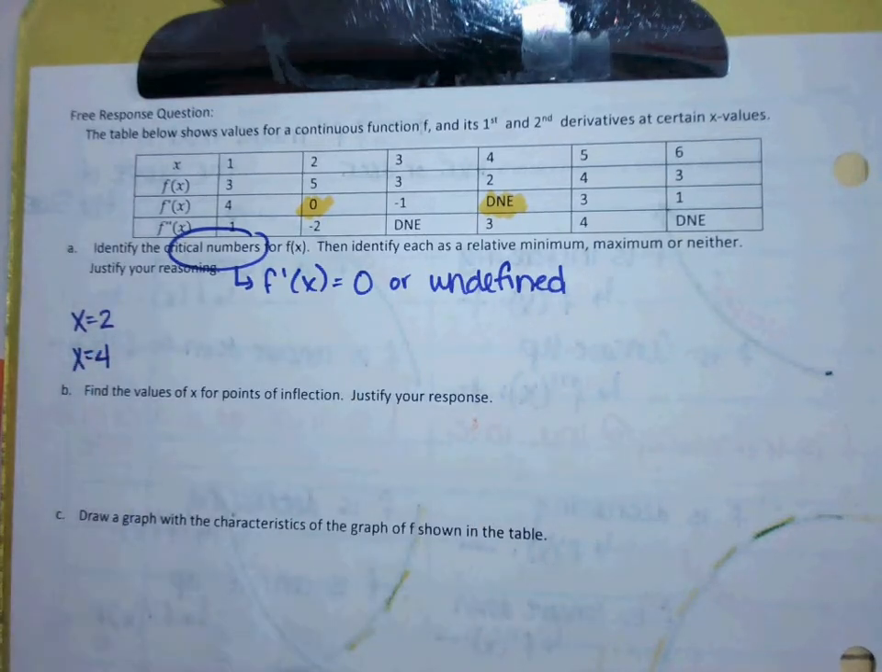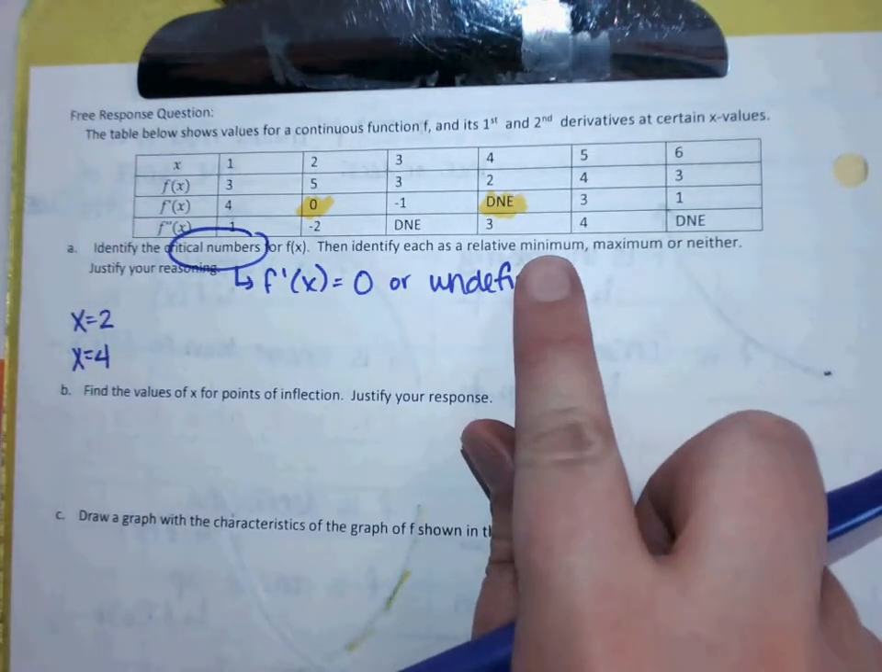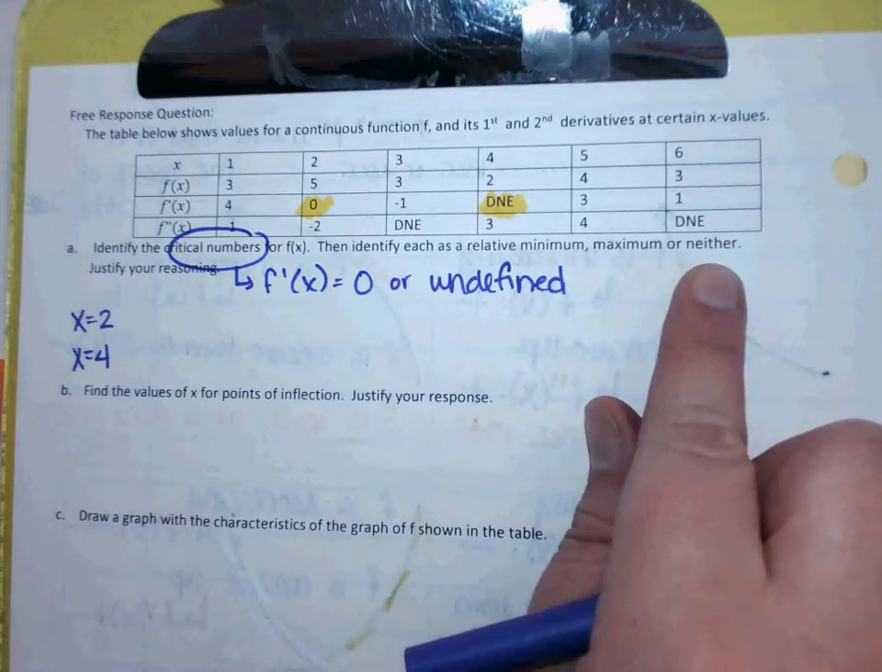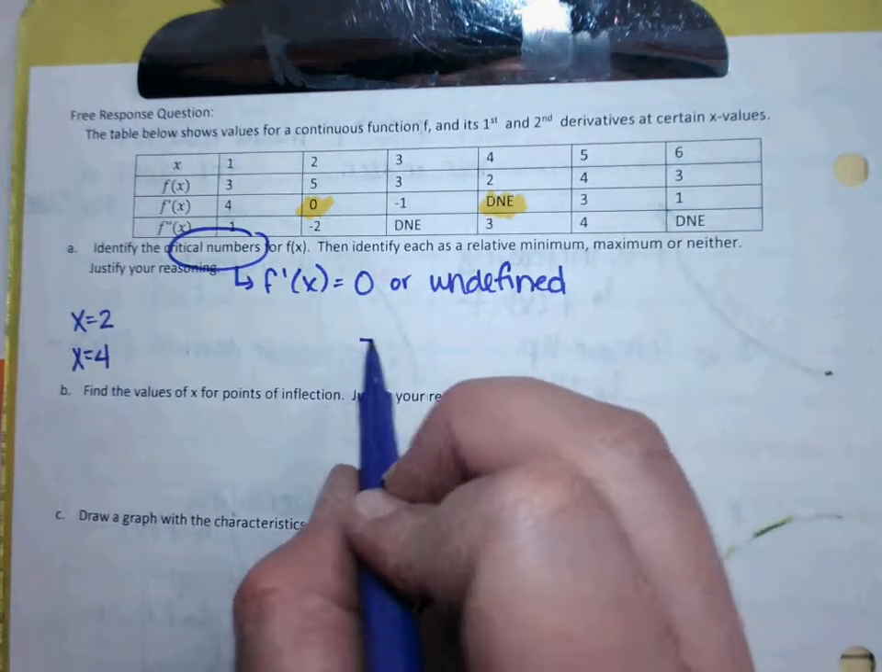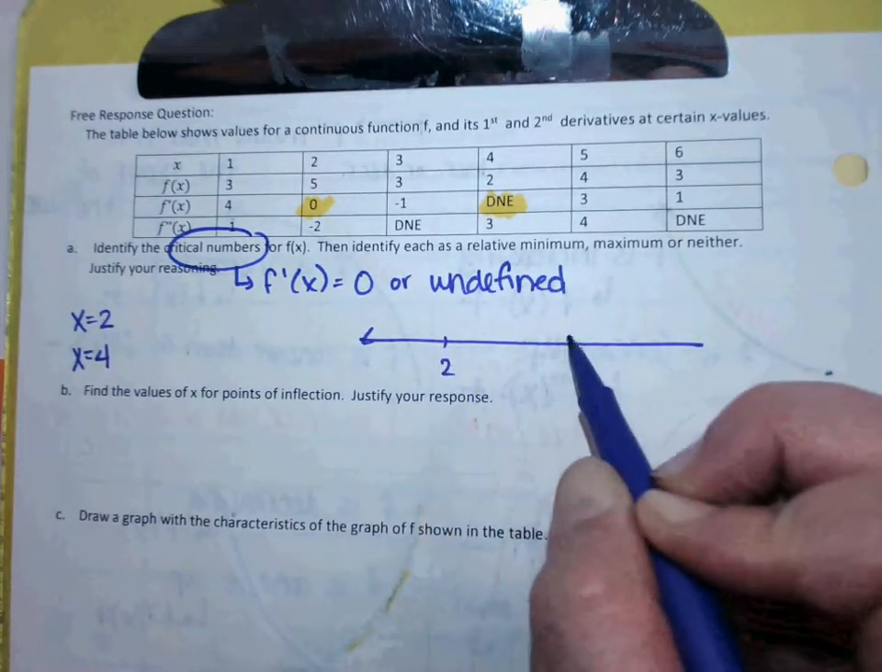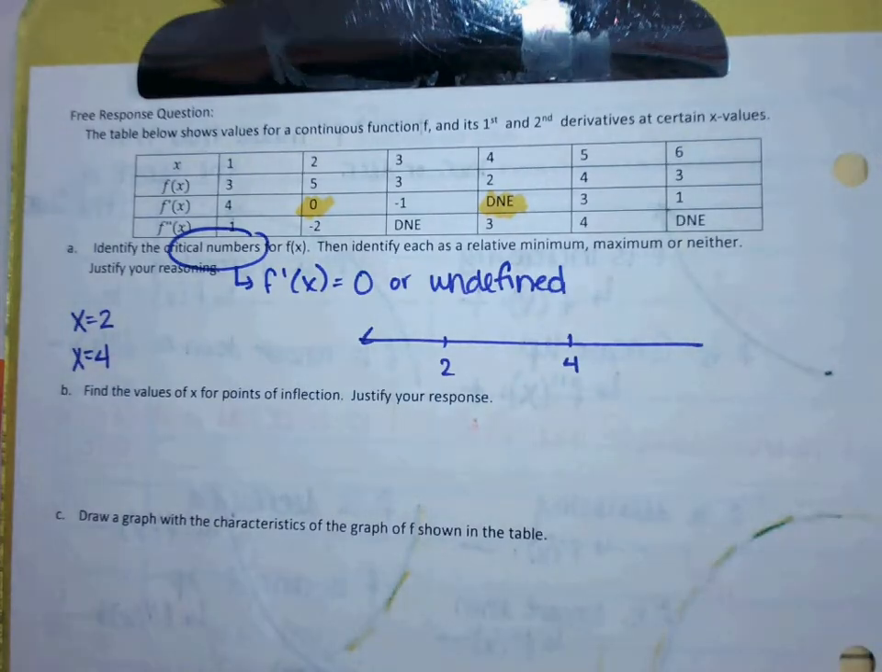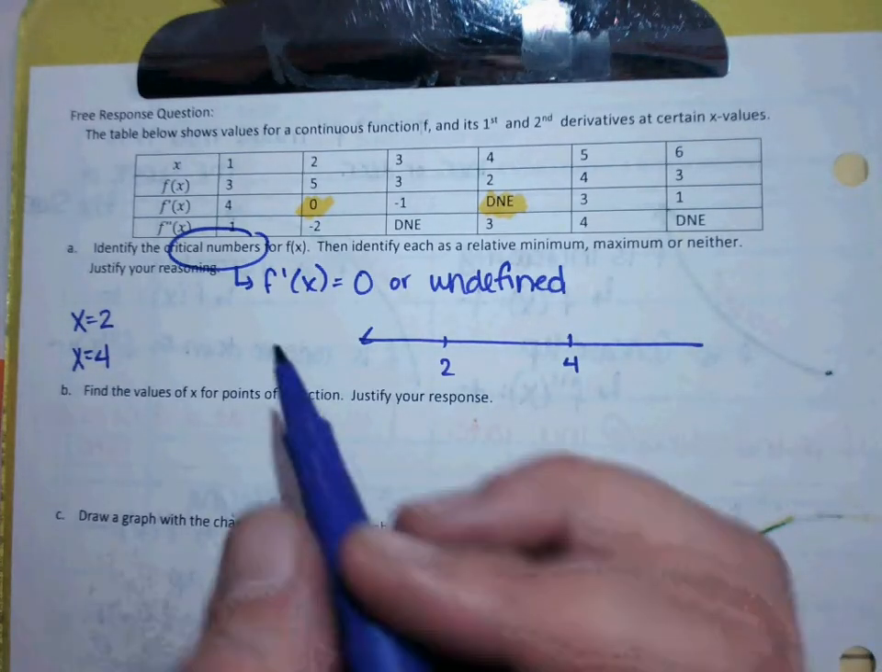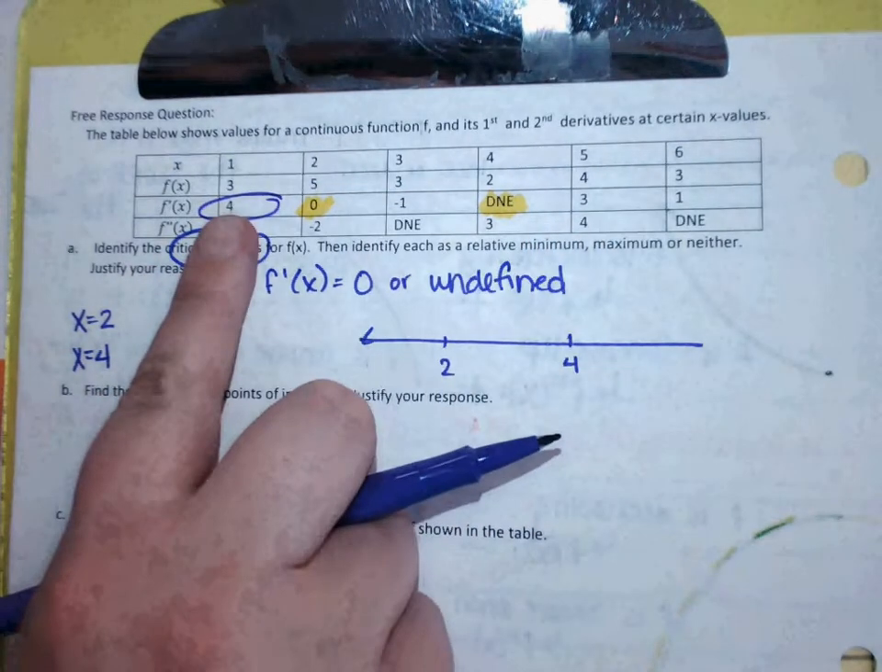Now look what it says. Identify each as a relative min, max, or neither. Well, then I need to do a sign chart. So set up your sign chart. 2 and 4 are my critical numbers. To the left of 2, what is my sign for F prime?